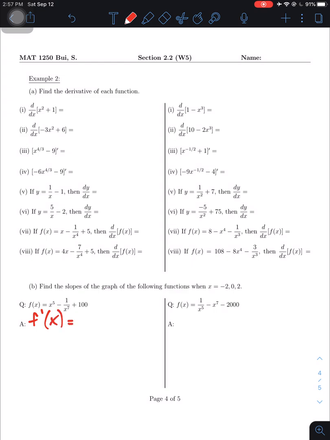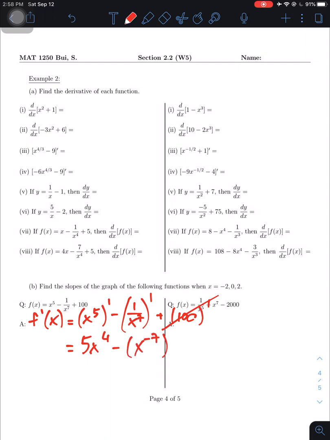Well, same deal, right? We're going to split them out into 3 parts in here. So x^5 derivative, and then minus 1 over x^7 derivative, and then plus 100 derivative, right? And then this is gone because 100 in here, again, is a number. The derivative of x to the 5th power will be 5x^4. 1 over x to the 7, well, we don't know what that is, so we have to rewrite it as x to the -7 derivative.